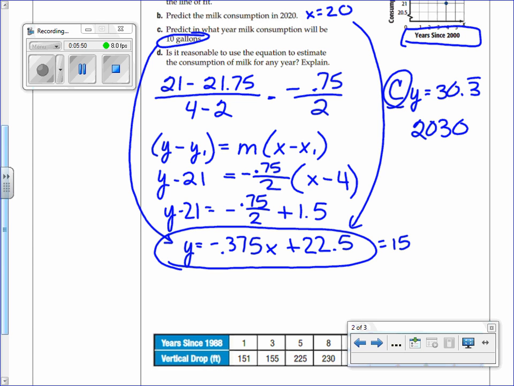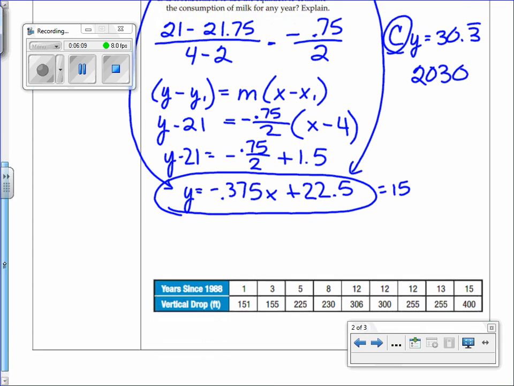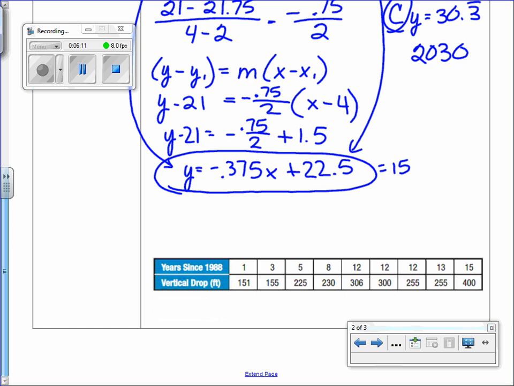And then, is it reasonable to use the equation to estimate the consumption of milk for any year? I would most certainly say yes. There is a direct correlation between the years since 2000 and the consumption of gallons. Now you have this table of values down here at the bottom. Let's say our years are our X values, and the vertical drop in feet are our Y values.